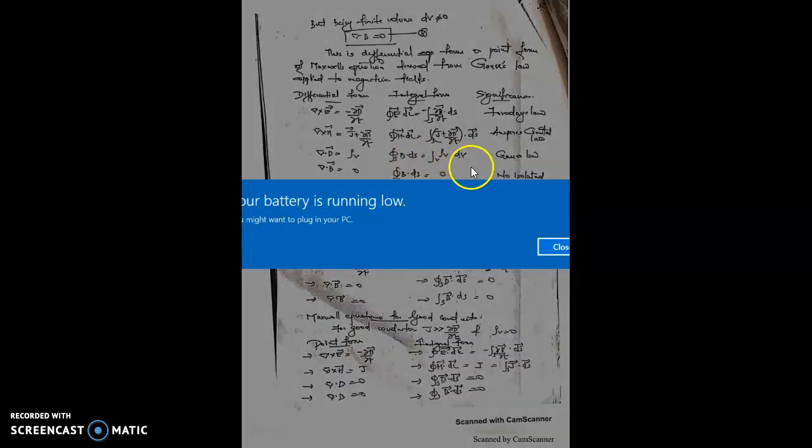In Gauss's law in electric field, in differential form, we can write del dot D is equal to rho v, and surface integral D dot dS is equal to volume integral rho v dV. And Gauss's law in magnetic field, we can write the Maxwell's equation in differential form as del dot B is equal to 0, and in integral form as surface integral B dot dS is equal to 0.